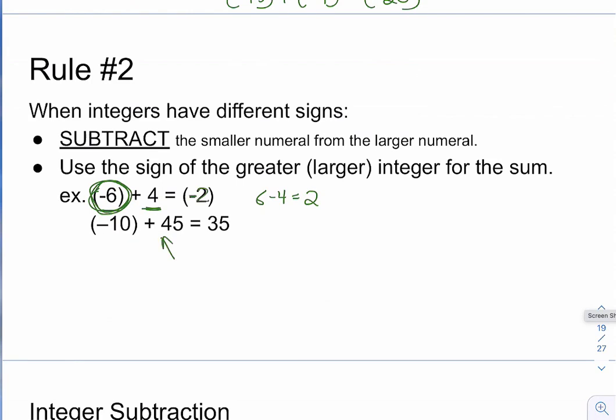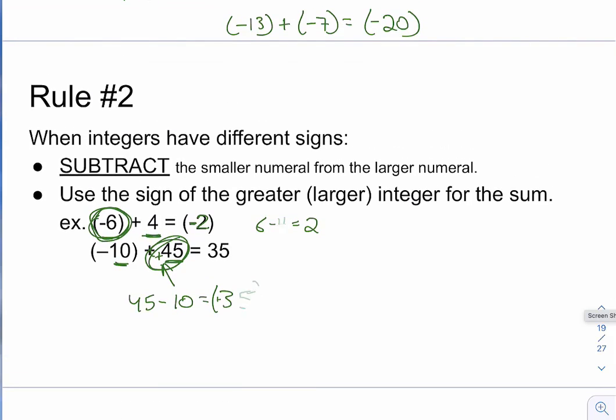In the second one here, negative 10 plus 45. Different signs. 45 subtract 10 equals 35. How do I know the sign for my answer? I look at the two numerals in the question. I have a 10 and a 45. 45 is obviously larger than 10, and 45 is positive, so my answer is positive. Let's do a couple more.